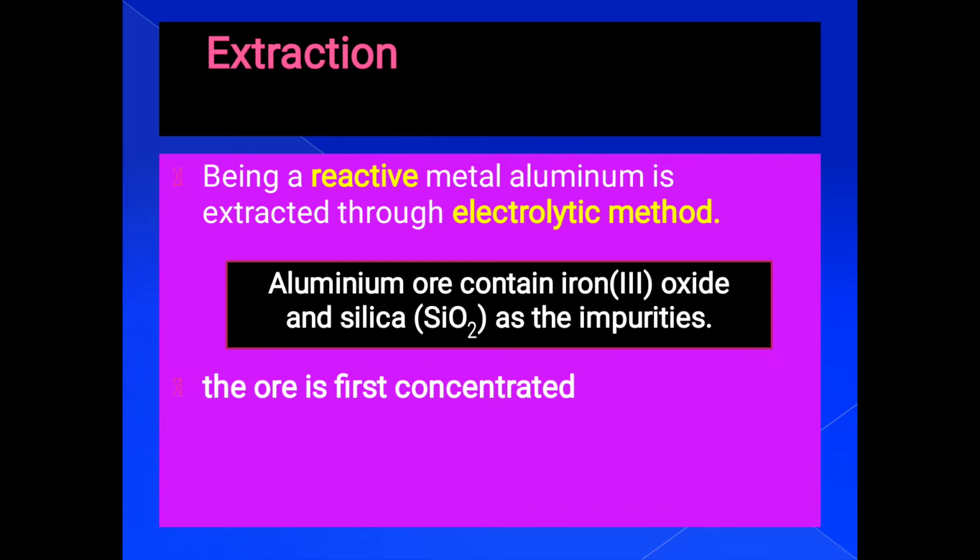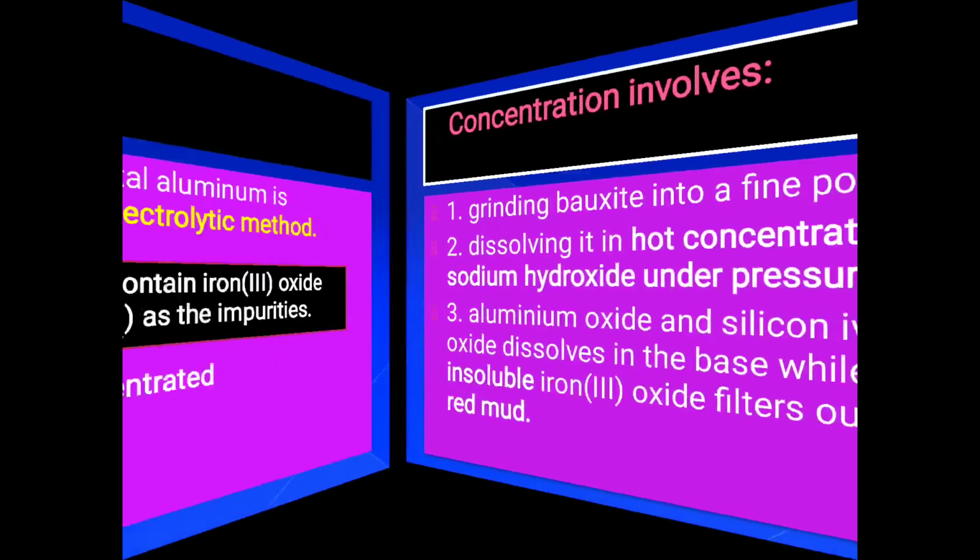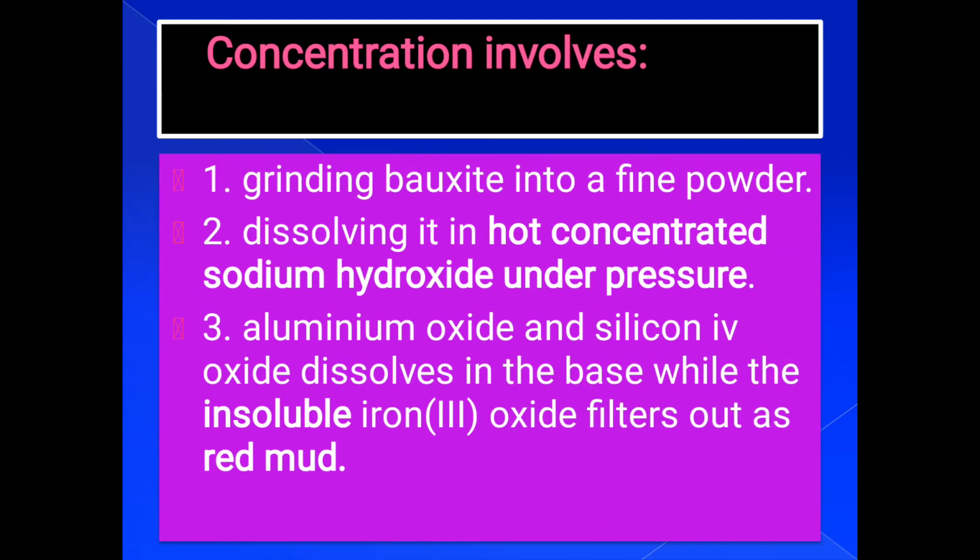Recall we said that concentration simply implies removing the unwanted materials before extraction. And the concentration of aluminium involves grinding bauxite into a fine powder. After grinding, it is then dissolved in hot concentrated sodium hydroxide under pressure. And then aluminium oxide and silicon 4 oxide dissolve in the base, while the insoluble iron 3 oxide filters out as mud. What does that mean?